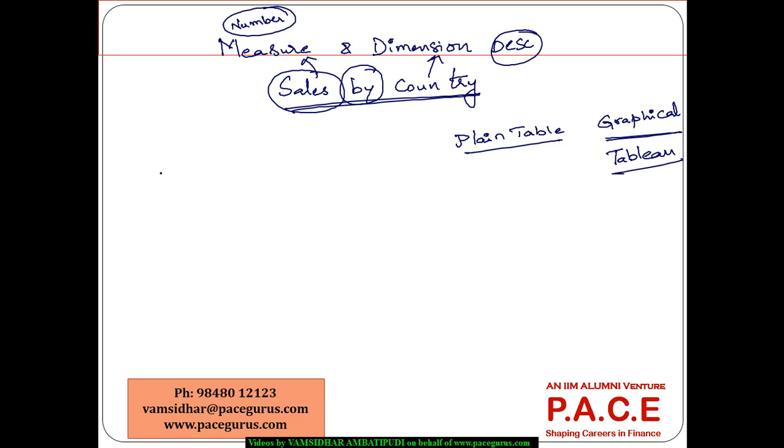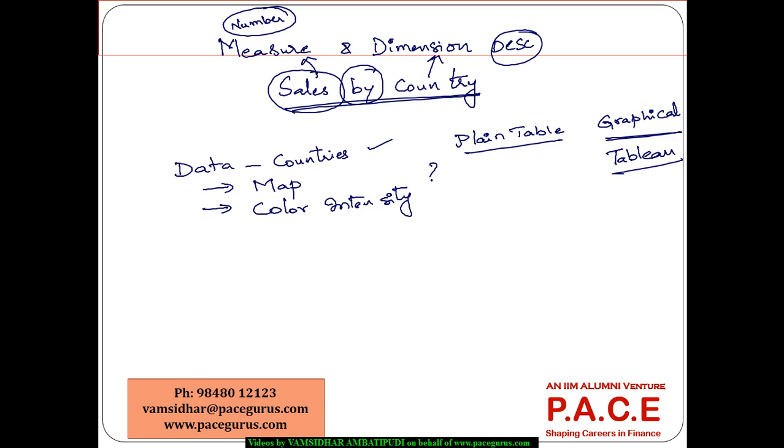Here we'll take one example where I'll take some data relating to different countries. Out of that data, let's say we'll create a map and we'll use color intensity to represent the value corresponding to each of the countries. That's the kind of stuff we can bring in as part of our Tableau representation quite simply.